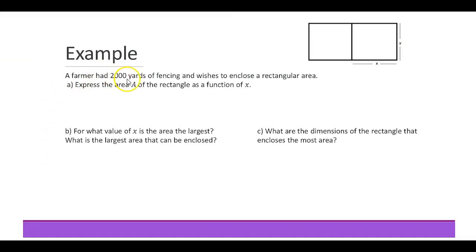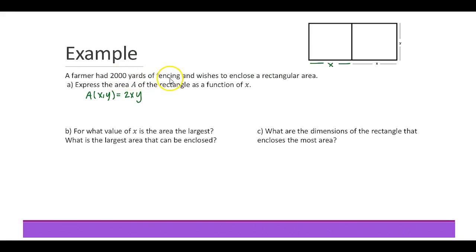In this example, a farmer had 2,000 yards of fencing and wishes to enclose a rectangular area, as seen here. Part A: express the area A of the rectangle as a function of x. Well, the area of a rectangle is base times height, and the base of this rectangle is going to be 2x total, and the height is y. So the area so far as a function of x and y is 2x times y. Well, we want it to just be a function of x, so we want to go ahead and eliminate the y.